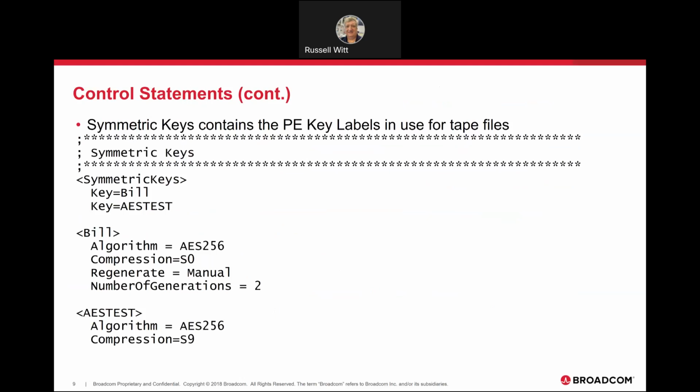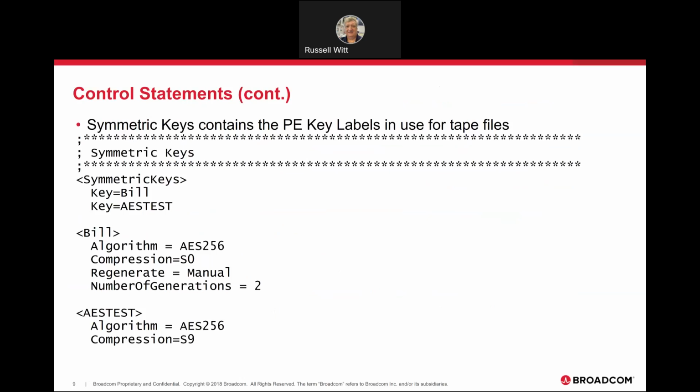Again, even though it's the DS key label, it's not the actual key label that we are going to be using. We're going to generate our own key label in the ICSF CKDS, the database that ICSF uses for their symmetric keys, but we will define it ourselves and we will reference it by the nickname. So in this case, the two nicknames are Bill and AES test.